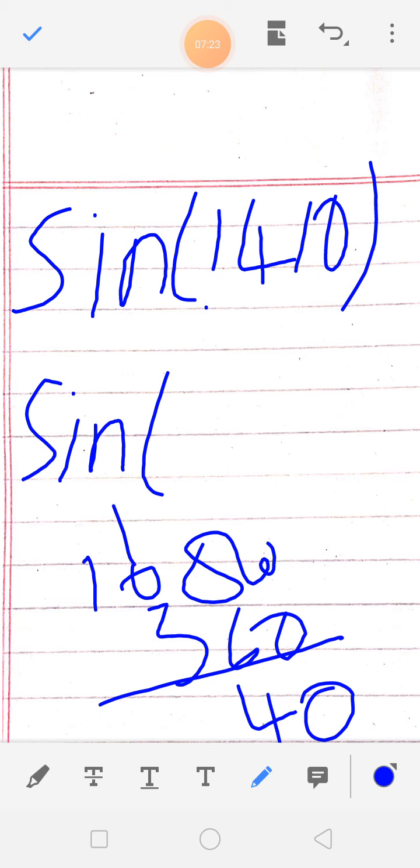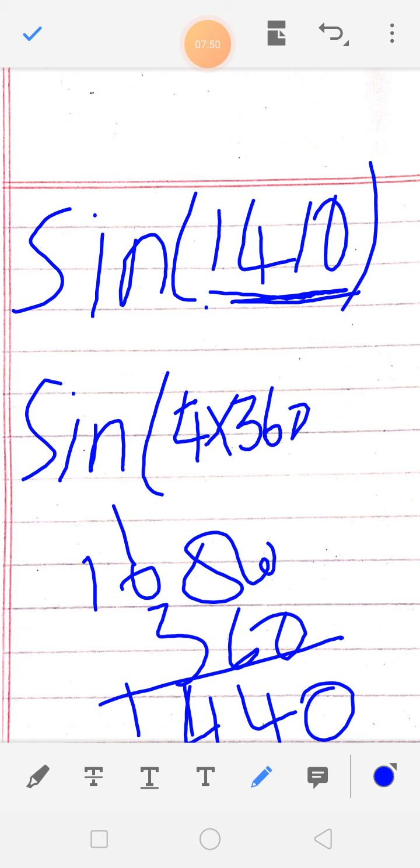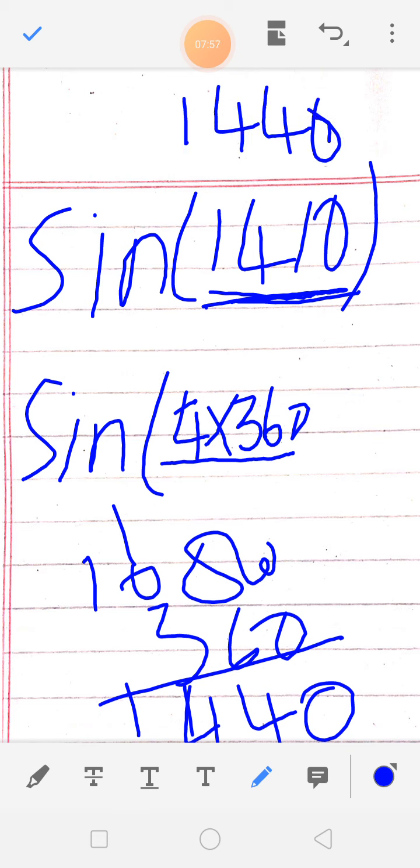So what is the answer? 1440, correct? 1440. I have 1410, so it must be nearly equal. So therefore I can write 4 into 360. The value of this one is nearly the 1410. So we have 1440 here, and we have 1410.